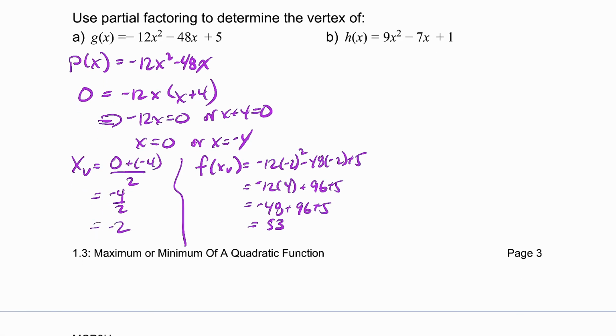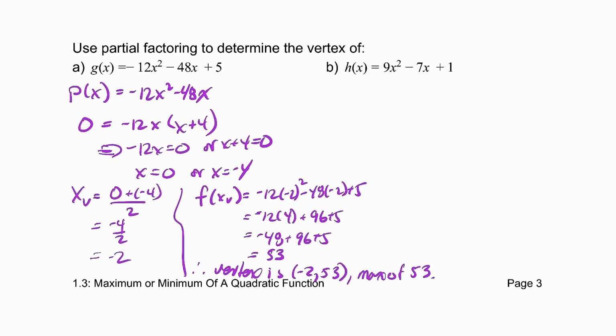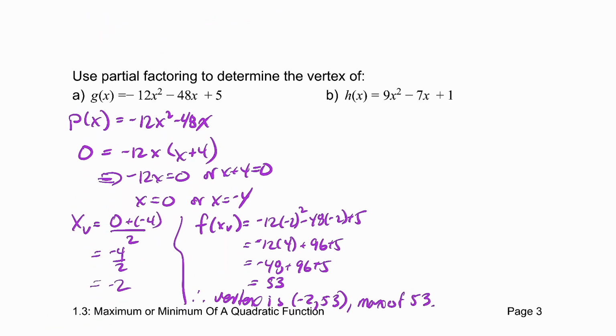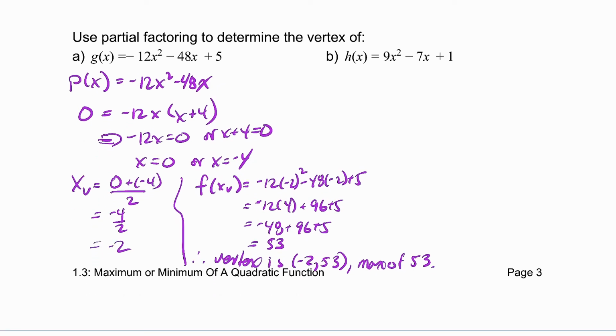So therefore the vertex is negative 2, 53. In this case, because it's opening downwards, it's a max of 53. Okay, so that's an example of using partial factoring to get our vertex. It doesn't actually ask for the maximum, but that's fine. So let's look at our second example.